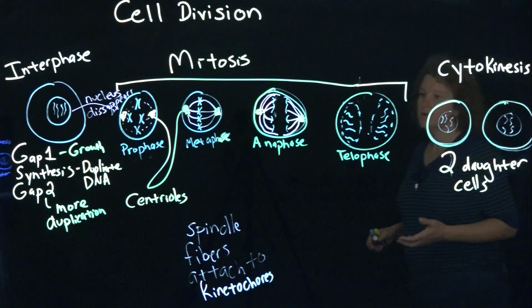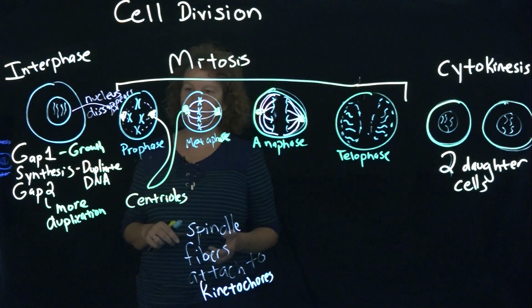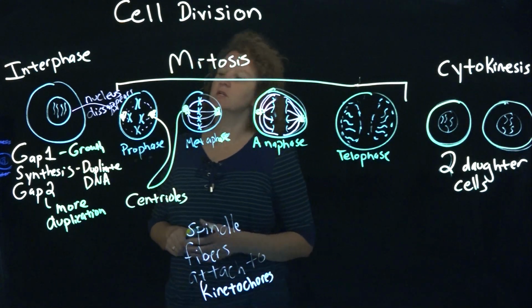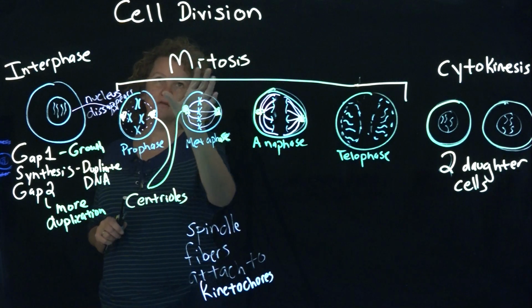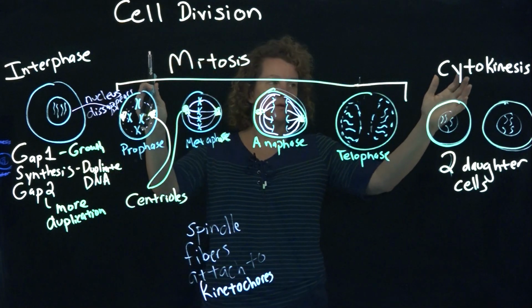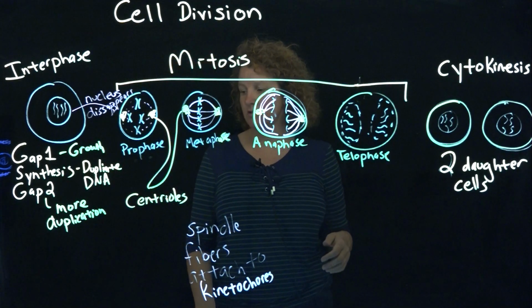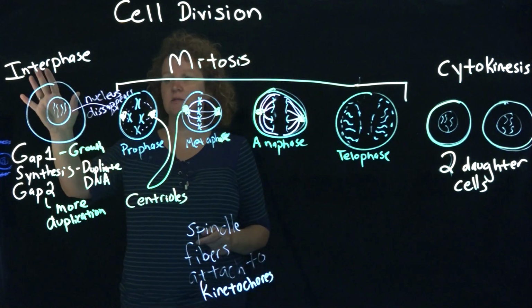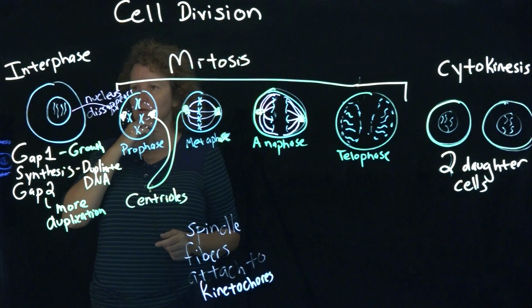Hi there, and welcome to a video outlining cell division. Cell division has two distinct pieces: mitosis and cytokinesis. I've included some other parts of the cell cycle just to highlight those.